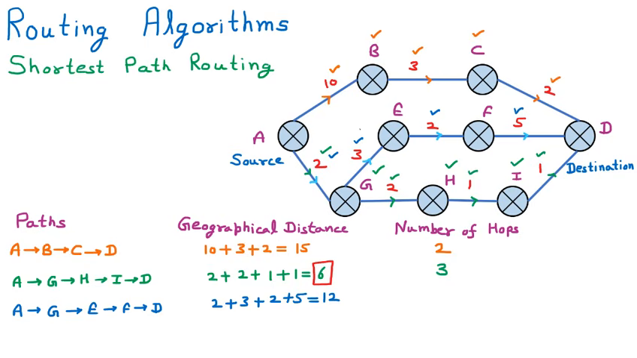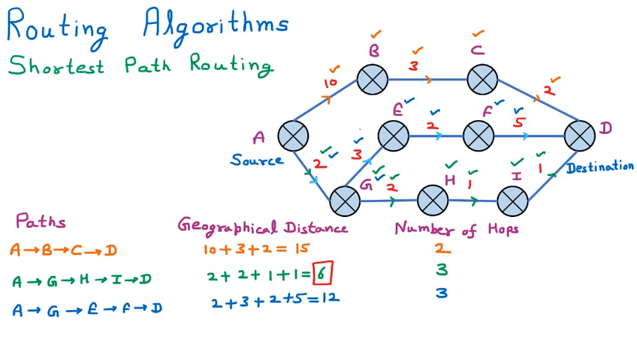Now talking about the next path, which is AGEFD. So here if we see, how many routers are in between? So the number of hops are obviously G 1, E 2 and F 3. So 3 hops are present.